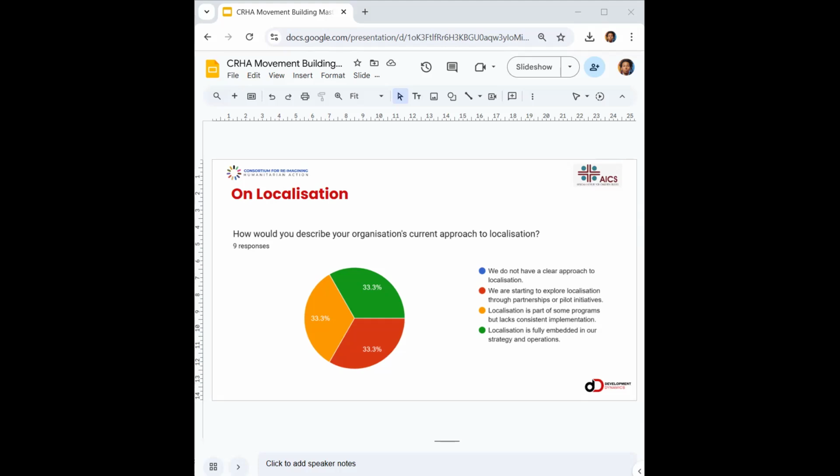It's in the beginning of understanding. It's in the beginning of what's next. How do we pilot these initiatives? And so this was one that showed a divided understanding of what localization looks like.